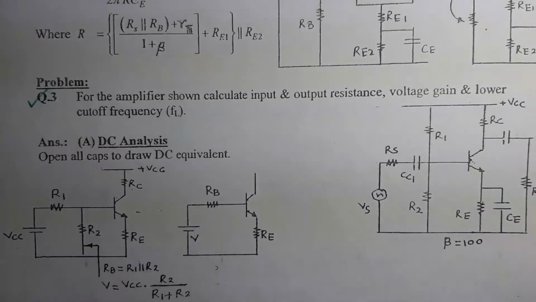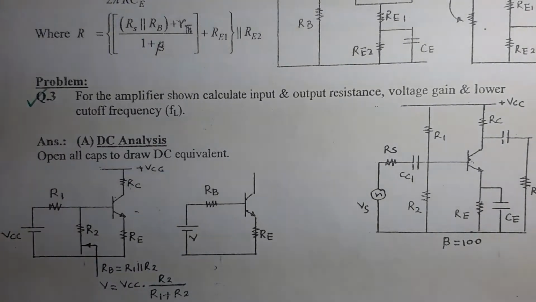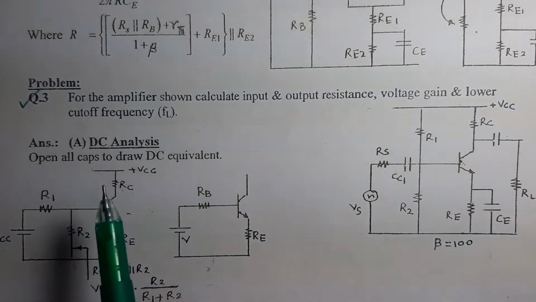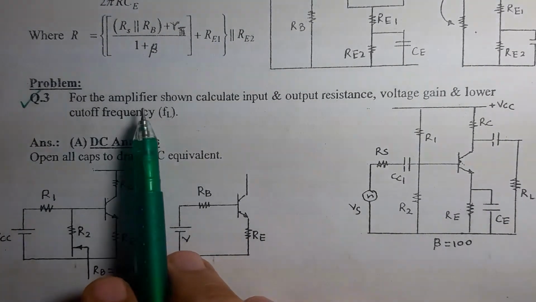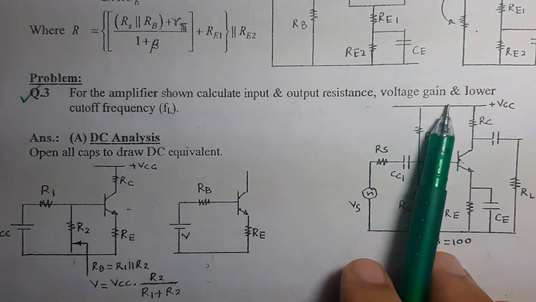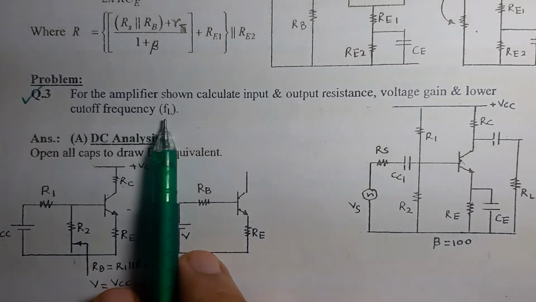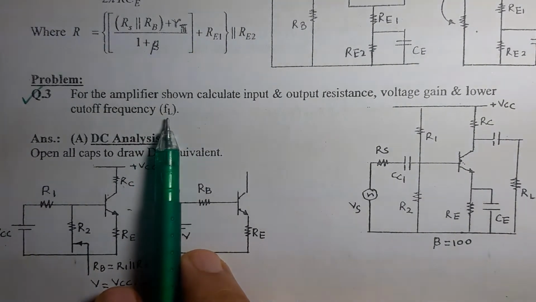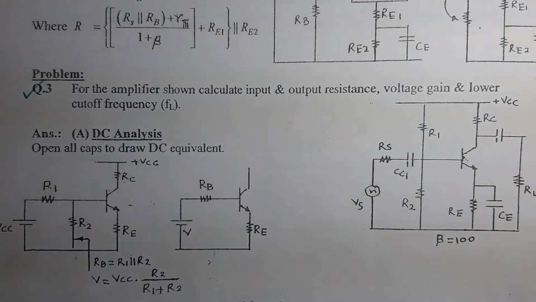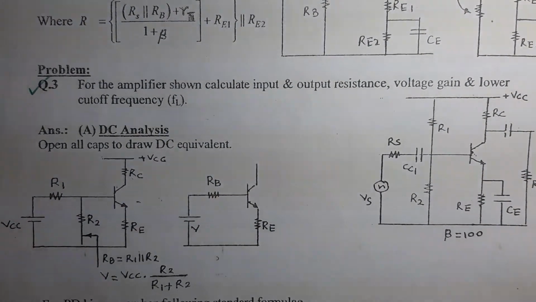Thank you. Now over here there is a numerical which is based on low frequency. For the amplifier shown, calculate the input and the output resistance, the voltage gain, and the lower cutoff frequency, that is nothing but FL. If such a kind of numerical appears in the paper, it will definitely be asked for a minimum of 10 marks.